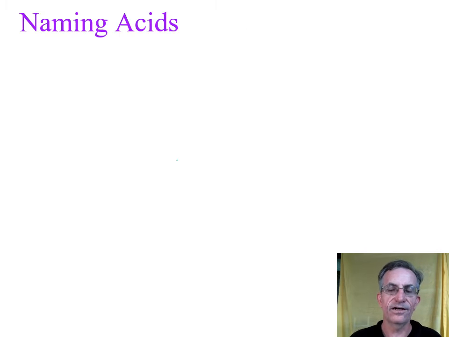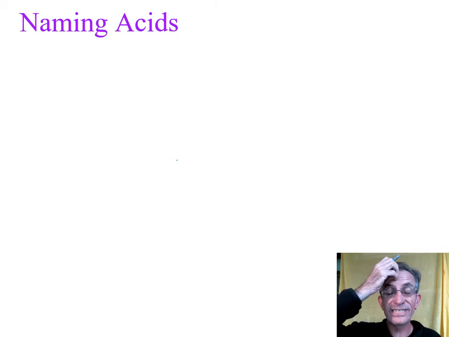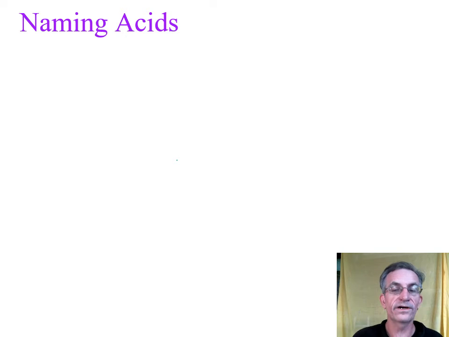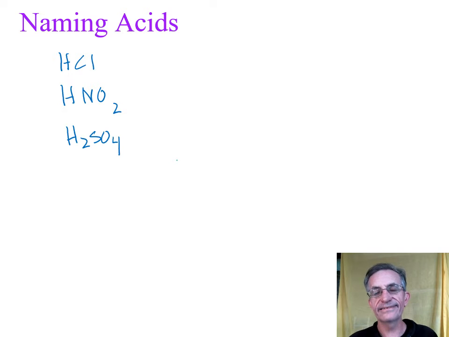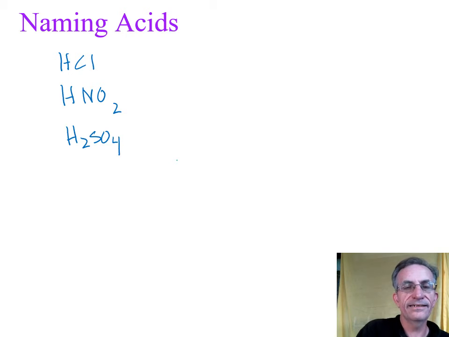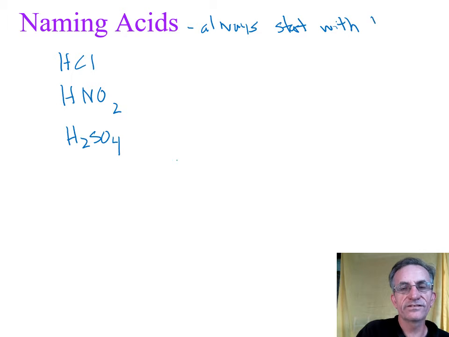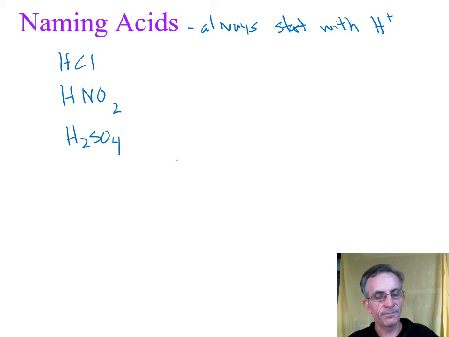So the first thing you're going to need to know when you name an acid is how can you tell you have an acid? What do you look for in the formula to tell you you have an acid? So let me put up a couple examples. That might help, right? HCl, that's an acid. HNO2, that's an acid. Or H2SO4, that's an acid. So what do you notice all acids have in common? They always start with H. They always start with hydrogen. To be a little exact, hydrogen, and it actually has a positive charge, a positive 1 charge.